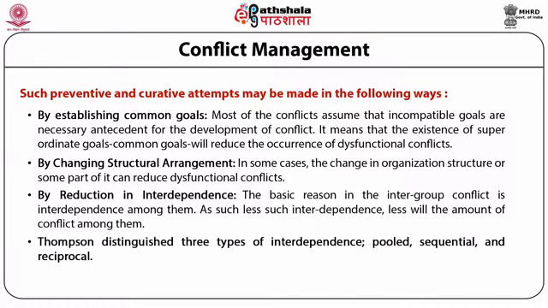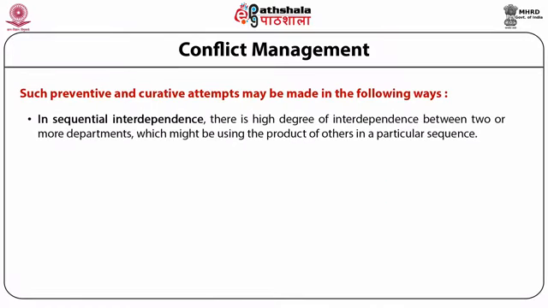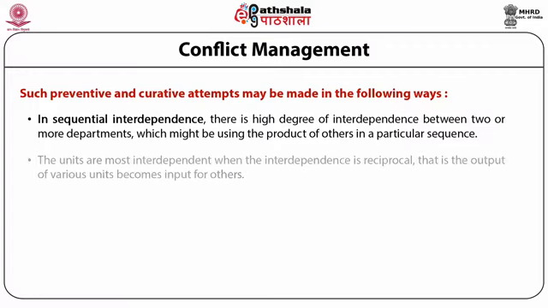Thompson distinguished three types of interdependence: pooled, sequential, and reciprocal. In pooled interdependence, the various divisions of the organization are relatively self-contained and independent. In sequential interdependence, there is a high degree of interdependence between two or more departments which might be using the product of others in a particular sequence. The units are most interdependent when the interdependence is reciprocal.